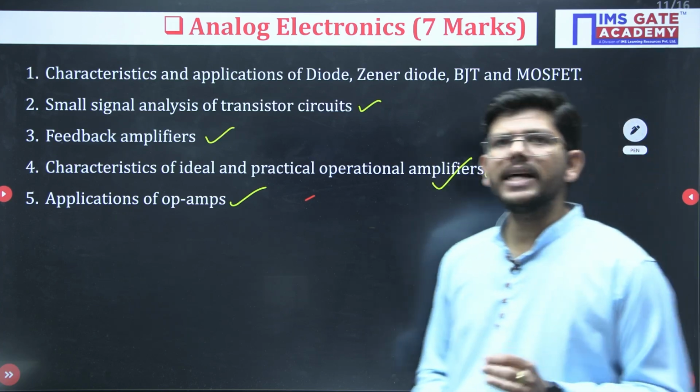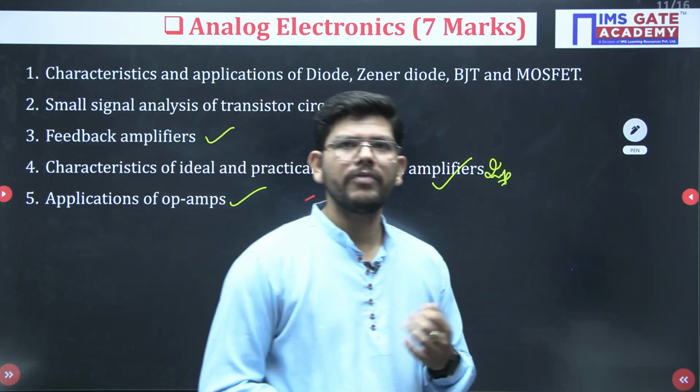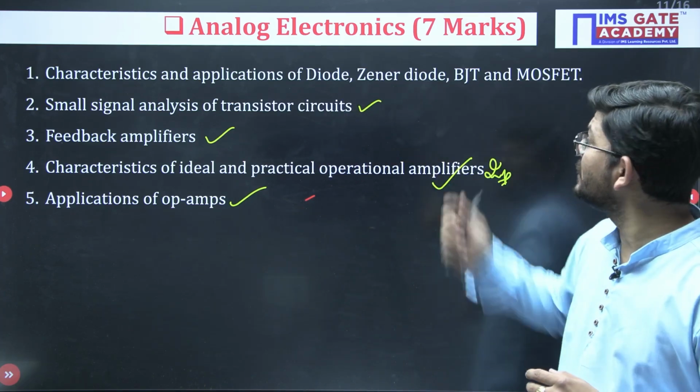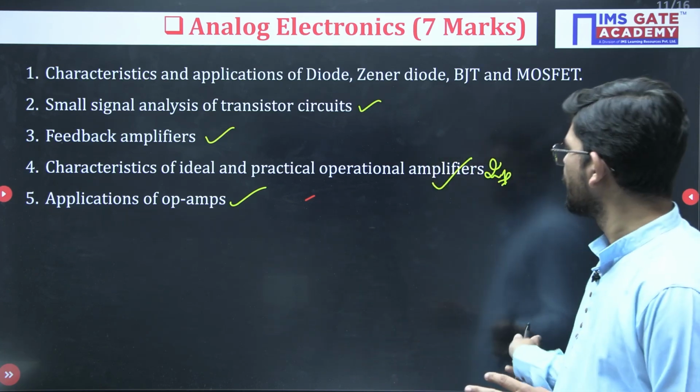So BJT biasing, BJT frequency analysis, op-amp, feedback amplifier, these are the important topics from analog electronics, and it has a weightage of 7 marks. So don't just ignore analog electronics.